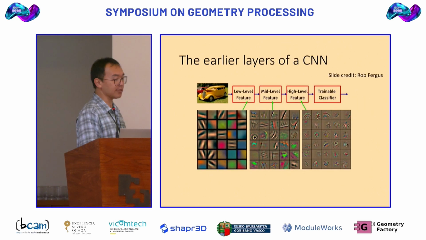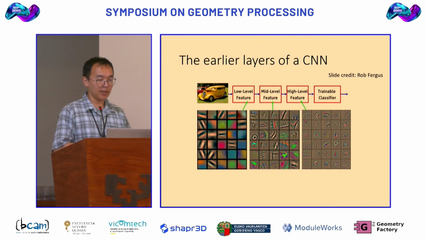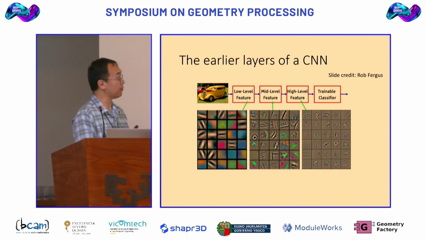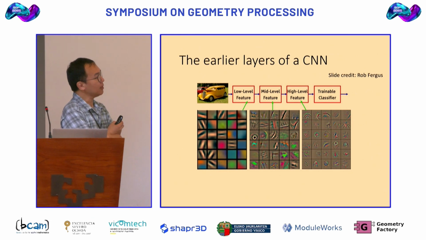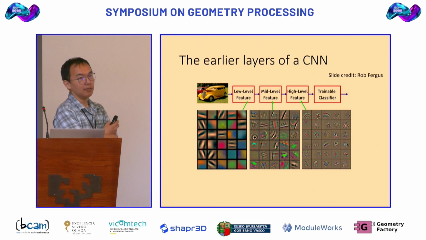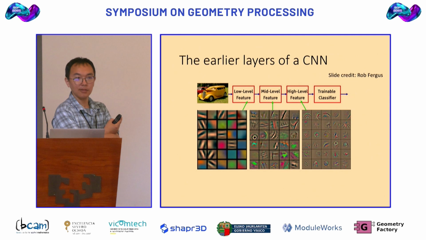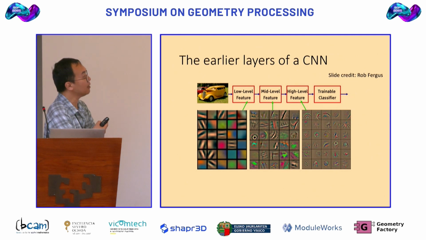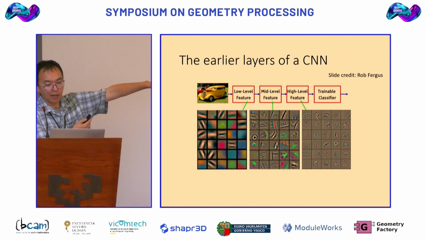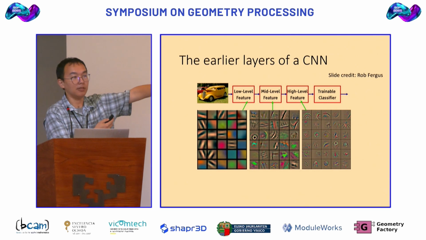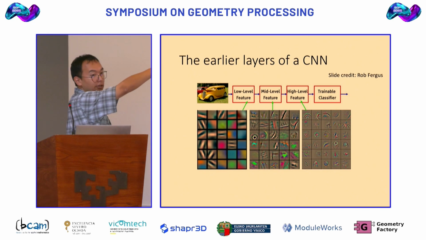This is actually very interesting. If you are familiar with image-based CNNs, I jump back and forth between the 2D and 3D domains. In image recognition, this is actually a well-known paper. How many of you have seen this? Okay, a few of you. What do you realize? You look at the low-level features. What do you observe? Look at those filters.